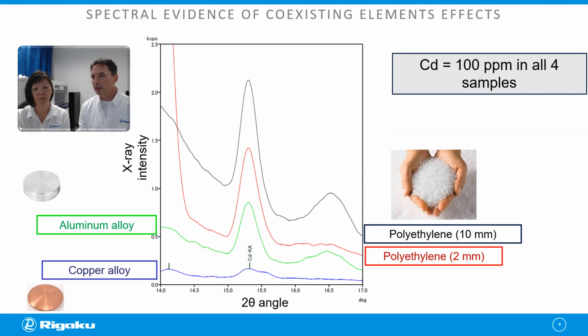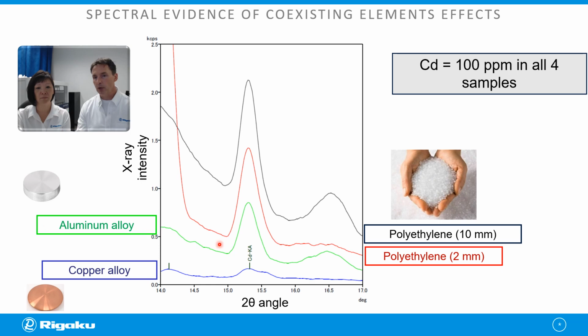So let's talk about matrix effects. This is an example that should put it into a visual perspective for you. Say we have cadmium at 100 ppm concentration in 4 different types of samples. The first 2 types are polyethylene, and the only difference is polyethylene that's a thin sample and polyethylene that's a thicker sample. Cadmium is a fairly heavy element, it has high energy, short wavelength X-rays, and so those X-rays can travel through a large distance. So we get more signal if we add larger amounts of sample.